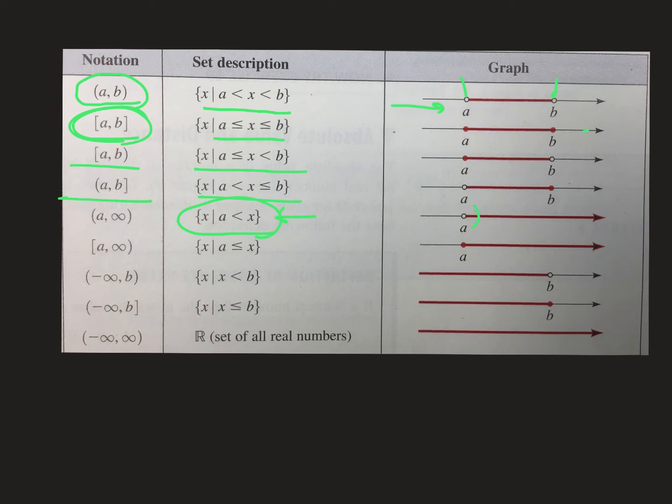A has an empty circle because there's no equals, shaded greater than the A. And then what we're going to write is A to infinity. Infinity always uses a parenthesis because you can never get to infinity. All right, so two parentheses there because there's no equals.